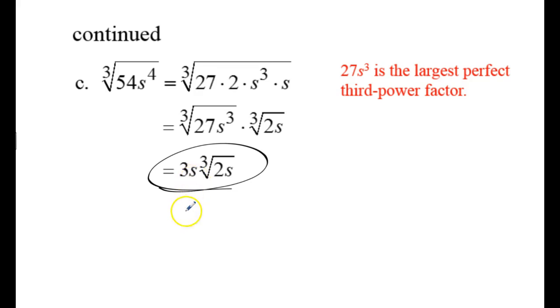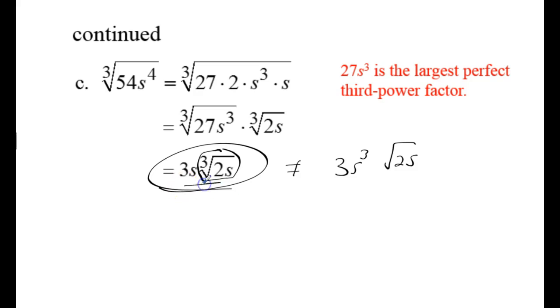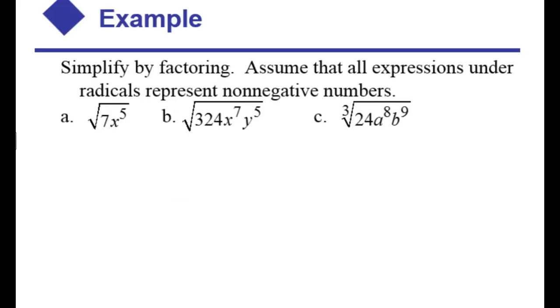3s. And again, this needs to be clear. This is not the same thing as 3s cubed square roots of 2s. You need to make sure that 3 is part of the cube root. So 3s, that works. All right, so let's do it again.